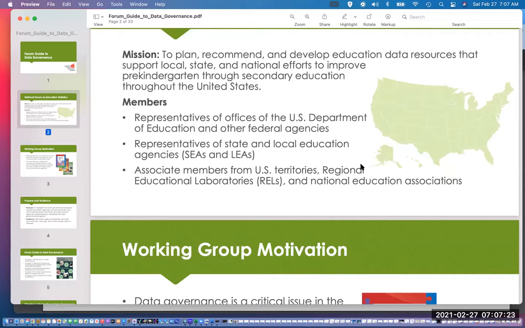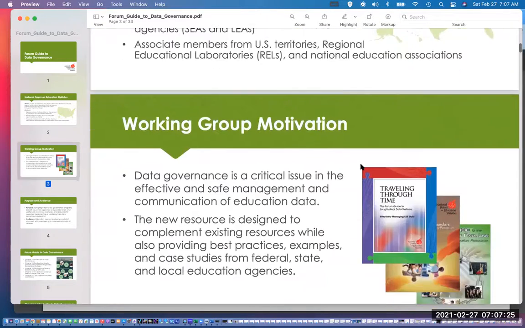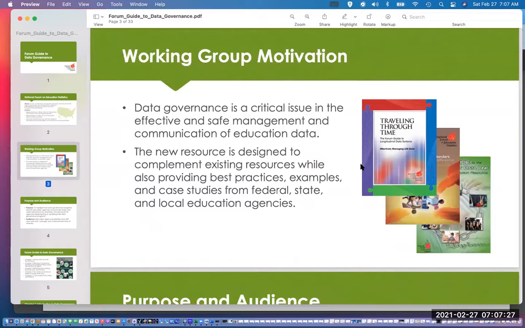Working group motivation. Data governance is a critical issue in the effective and safe management and communication of education data. The new resource is designed to complement existing resources while also providing best practices, examples, and case studies from federal, state, and local education agencies.